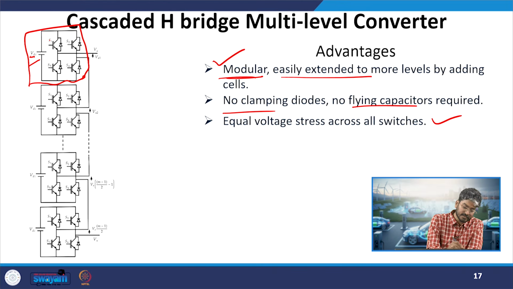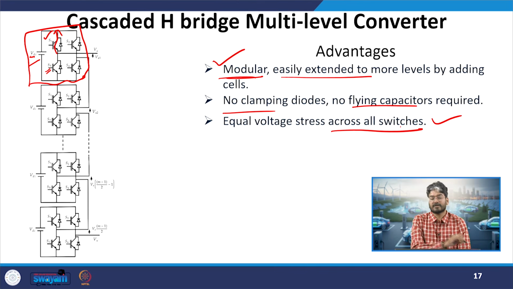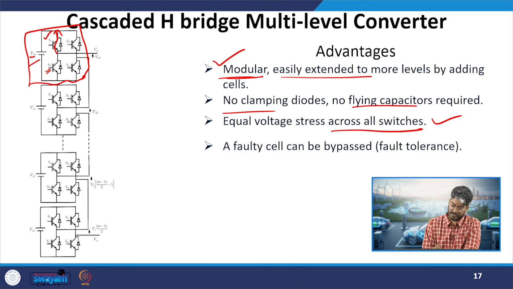So why VDC? If you see, when switch 1 is on, this will be connected to this bus. So what will be the voltage across S3? It will be equal to the DC bus voltage, that is VDC. So the switches are equally rated, or the ratings of S1 to S4 will be the same. It will be equal to the DC link voltage.